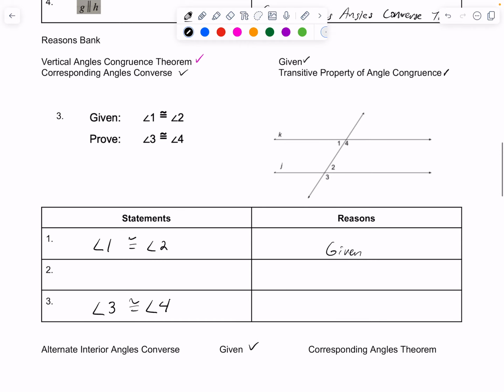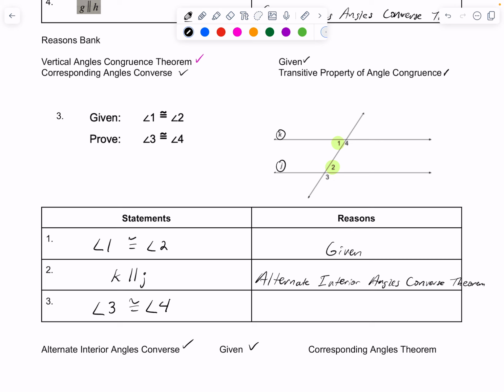All right, so now we need to figure out what goes in the next step. So we have angle 1 is congruent to angle 2. Notice how those are alternate interior angles. So because we know that those are congruent, we can actually use the alternate interior angles converse theorem to state that line K and line J are parallel to each other. So I'm going to go ahead and say that K is parallel to J with the alternate interior angles converse theorem. All right, which is down here.